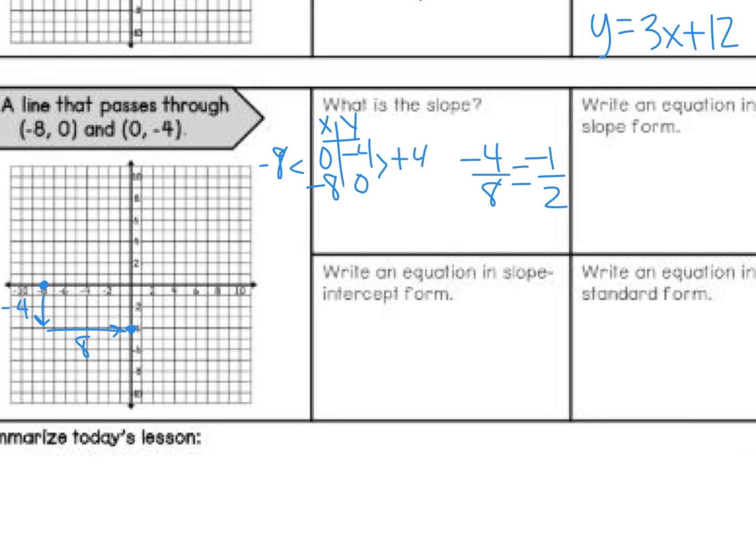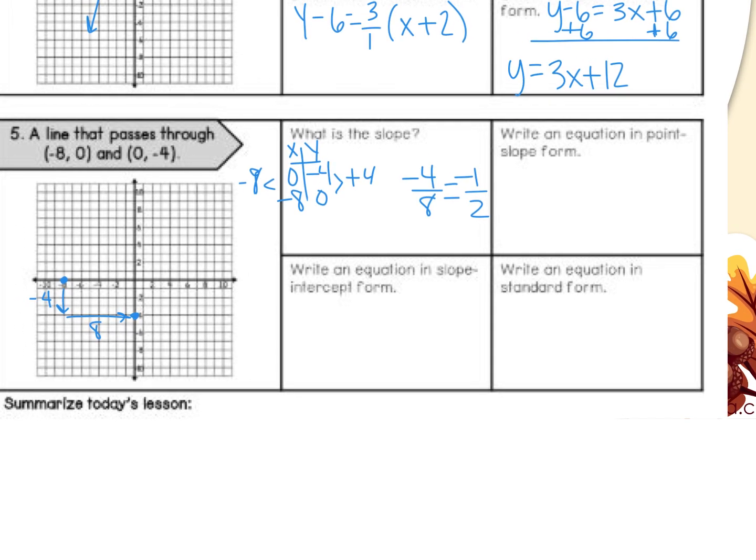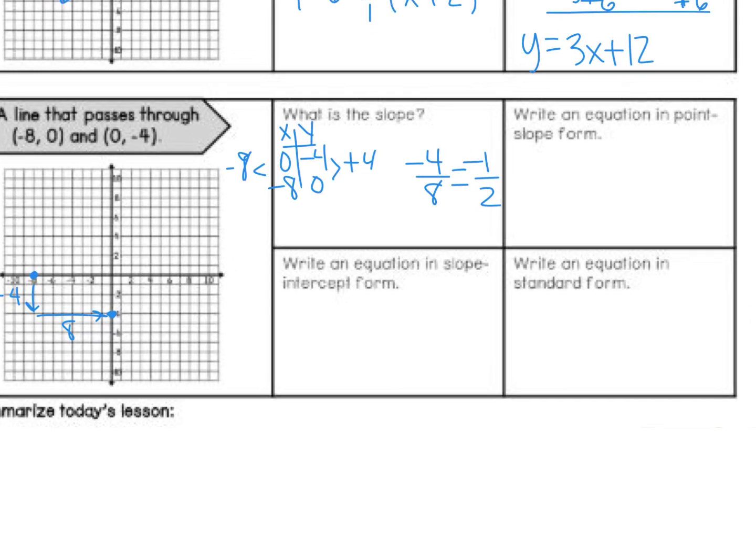What do you want to answer next? You want to do point slope form? Do you want to do slope intercept form? What do you want to do? Point slope. What point do you want to use? Probably this x-intercept. What is that going to look like? Y, do we need to write -0? No. What was our slope? -1/2 x. And what happens to that 8? It becomes a plus because it was a negative.